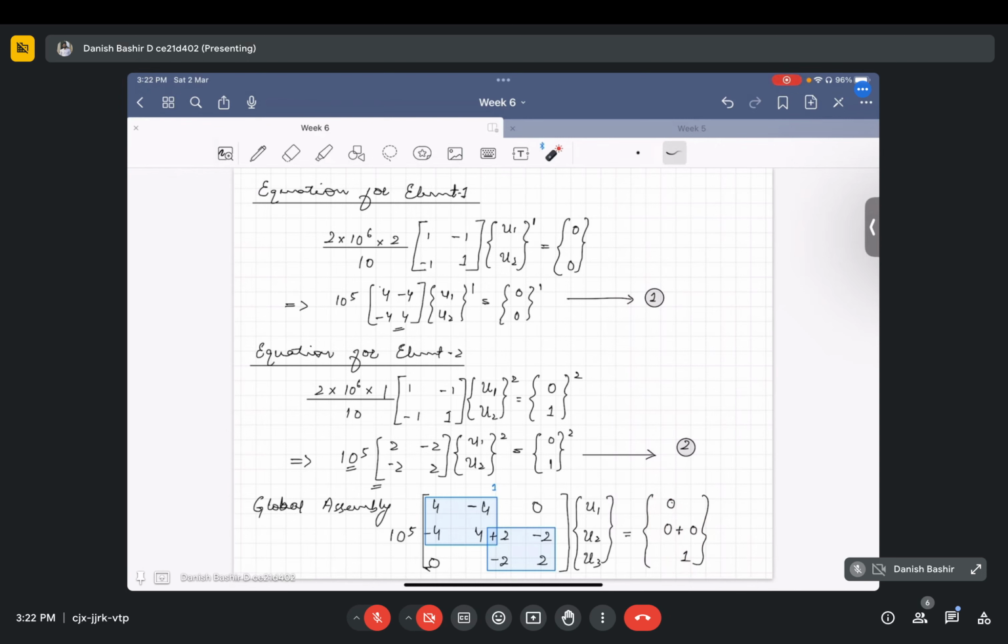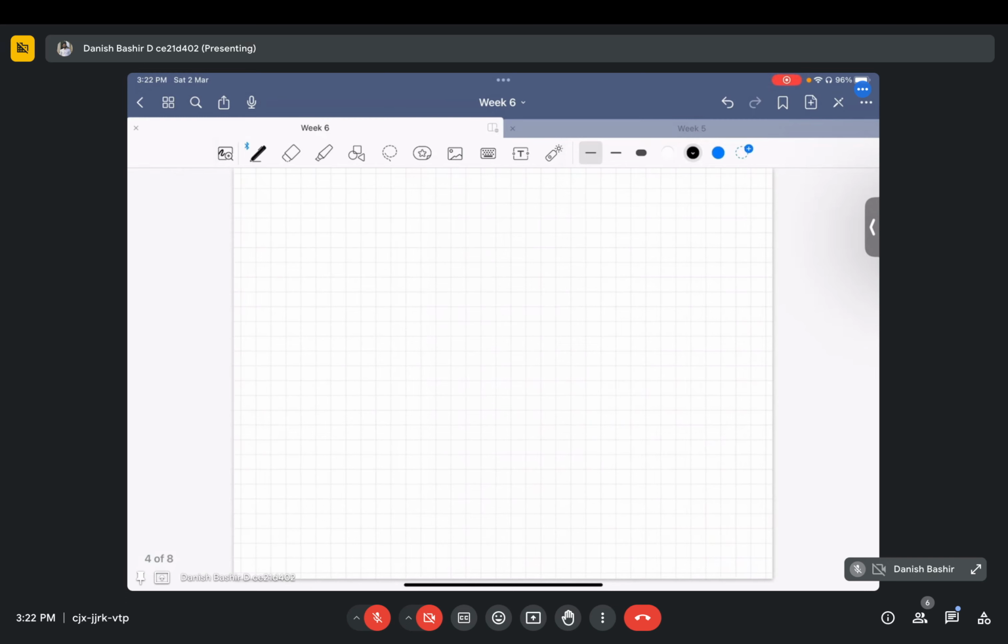Okay, when you perform further steps, we will get an element equation like this. So I can directly write it to be equal to 0 0 1. Okay, solving it further, we will get a whole global equation to be equal to like this.